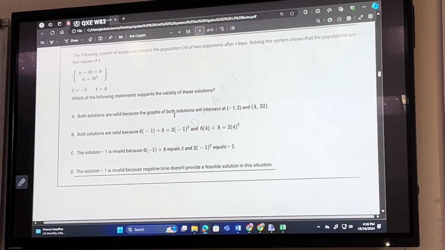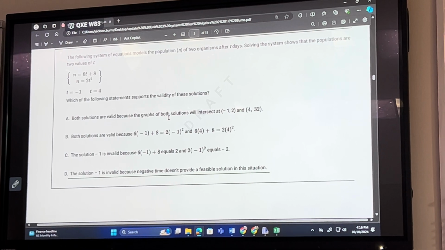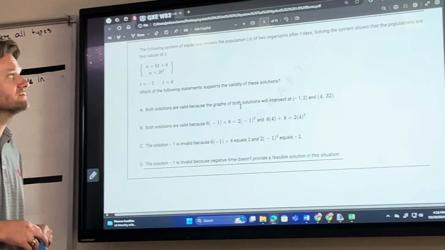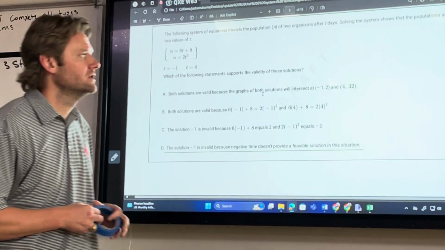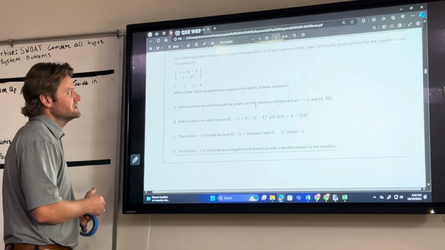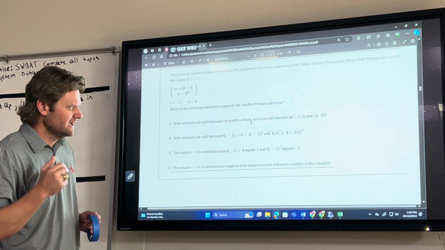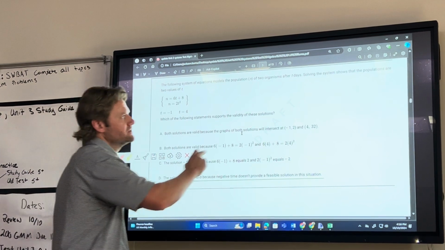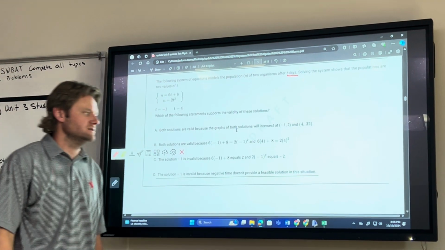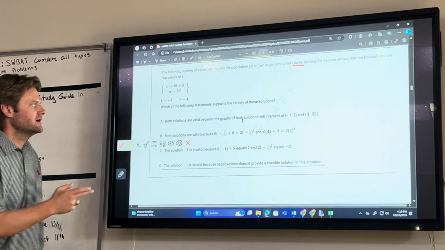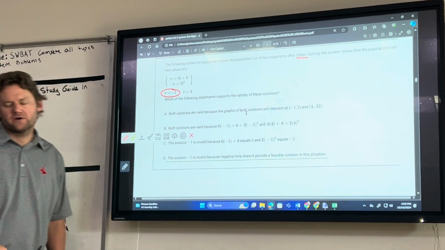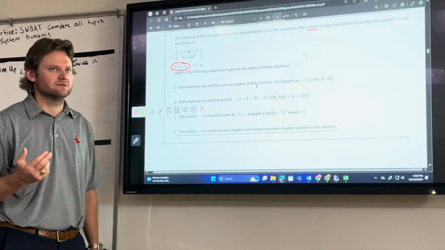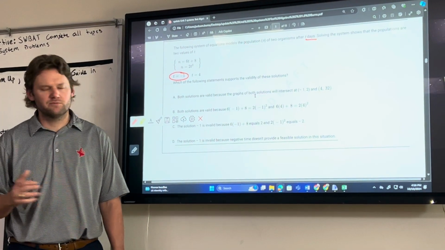All right, let's talk about a conceptual one. So, the following system of equations models the population N of 2 organisms after T days. Solving the system shows that the population is equal at 2 values of T, I get T equals -1 and T equals 4. So, what do I know about the equation? Well, we're talking days, right? So anytime I get a negative answer when I'm talking length or time or days, I know that's not part of my solution.